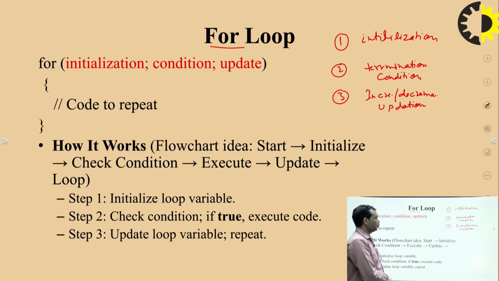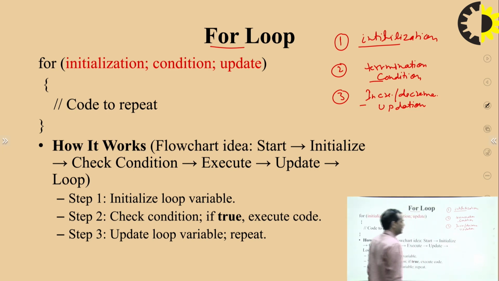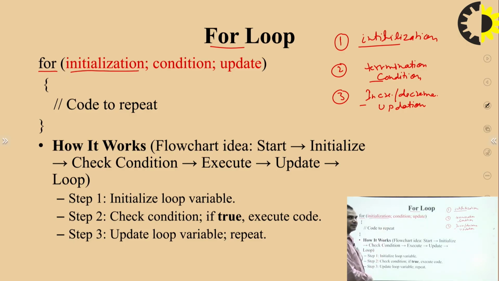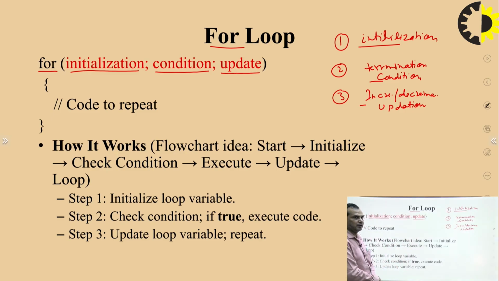So in the for loop, all three are defined in a single line, and the syntax is as follows. We use the for keyword. Firstly we initialize, then we define the condition, and we update the value, meaning we apply the increment or the decrement. Inside the brackets we put the code to repeat, meaning the lines we want to print.